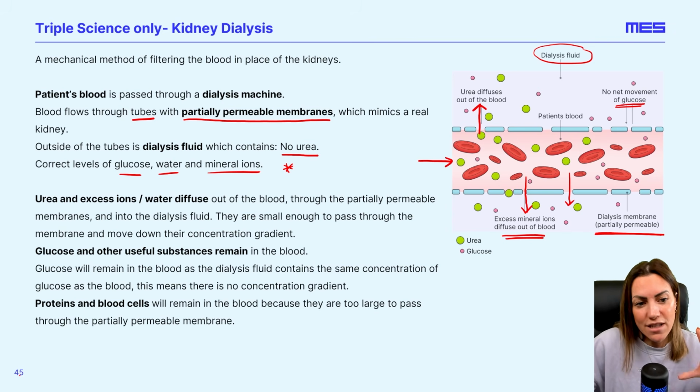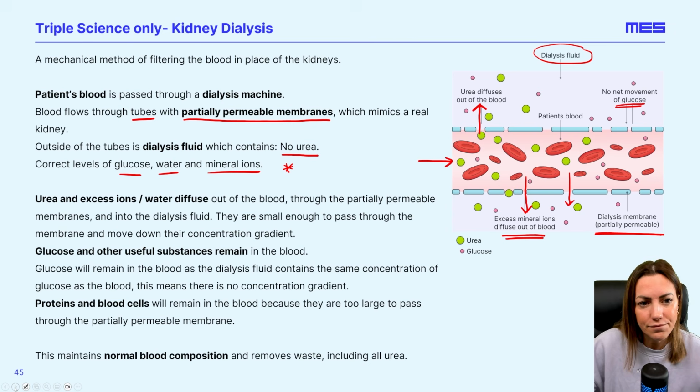So the overall gist of this is everything the patient needs to stay in their blood, like their red blood cells, their proteins, their glucose, all of that should stay in the blood. All of the urea, which is toxic and they want to get rid of, should diffuse out of the blood, and excess water and excess mineral ions should diffuse out of the blood. So these dialysis tubes are basically doing the filtering job of the kidney. This is going to maintain normal blood composition. It's going to remove all the urea from the patient's blood.